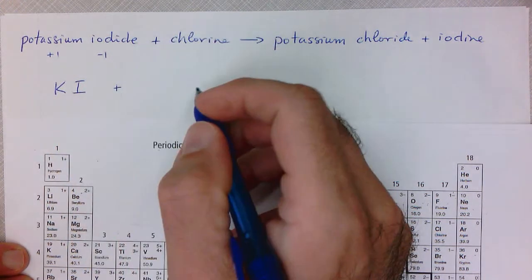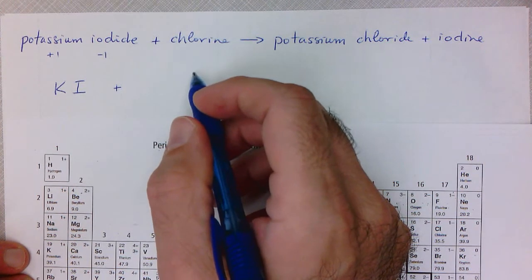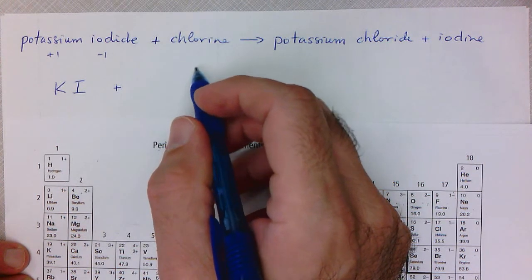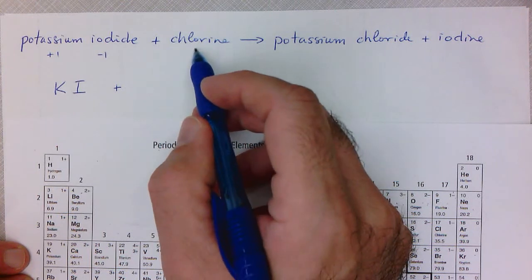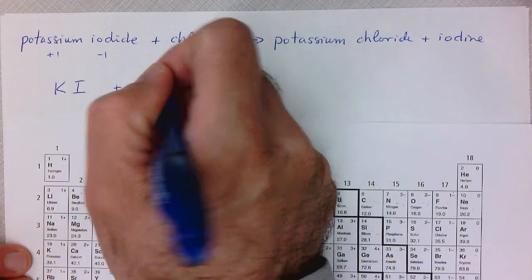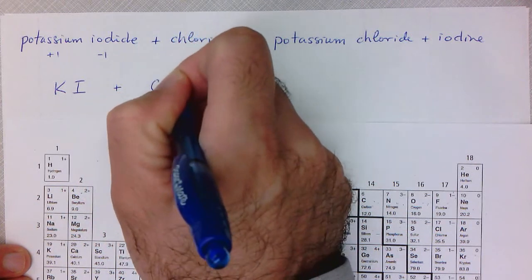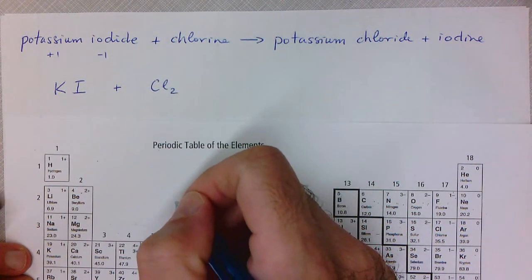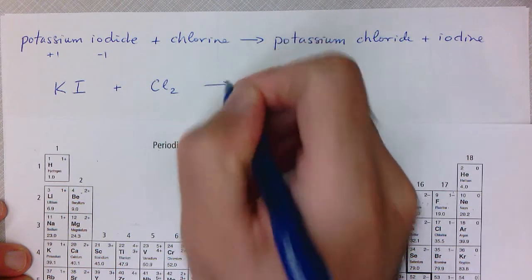Okay, next we have chlorine, Cl. But we have to keep in mind that chlorine was on that list of diatomic molecules. So that means this exists as a diatomic molecule, not just chlorine on its own. Okay, so that means that instead of just being Cl, we're going to have Cl2. Okay, and now let's look at the products.